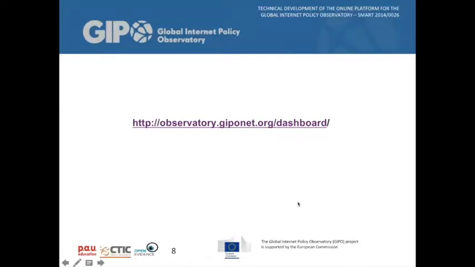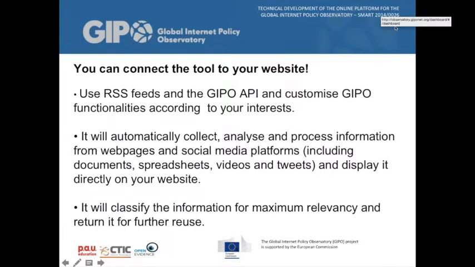So coming back to the presentation, as I said, you can connect the tool to your website, and that also answers the question that we have from Luis Bobo from the IGF Secretariat of the United Nations. I'm going to try briefly to explain how we can do that. You can connect the tool to your website in a couple of ways. First of all, you can use RSS feeds, or you can use the JIPO API and customize JIPO functionalities according to your interest.